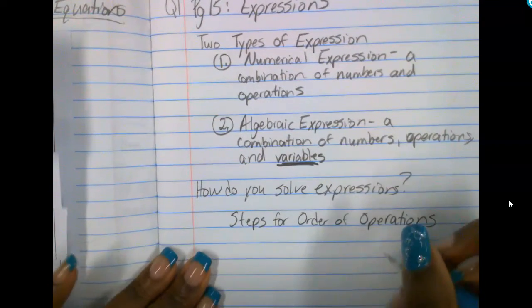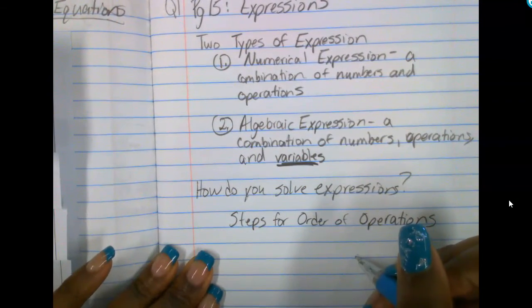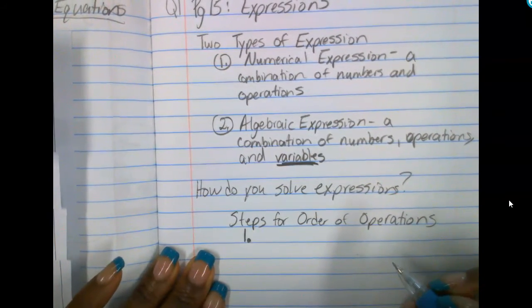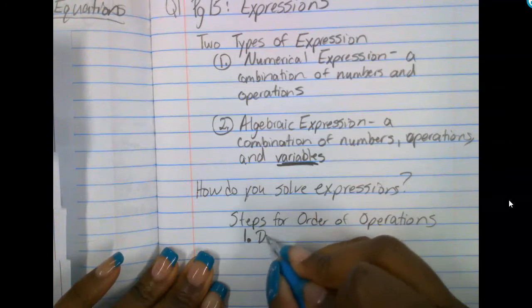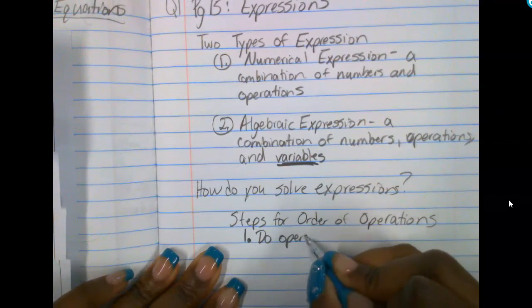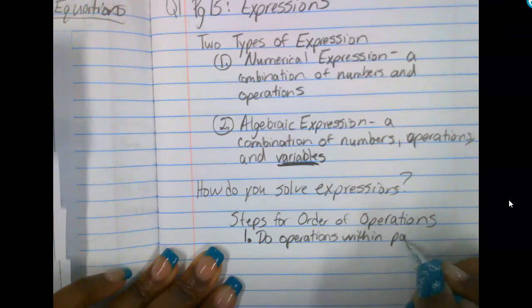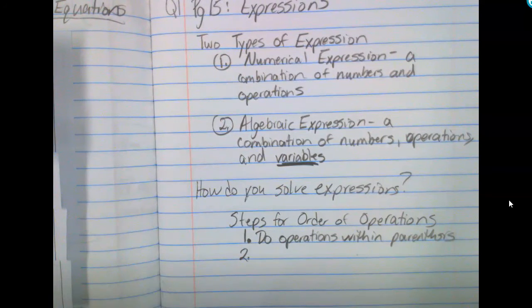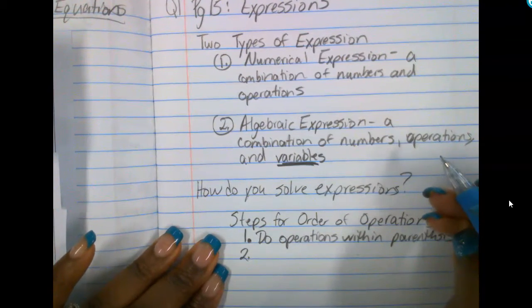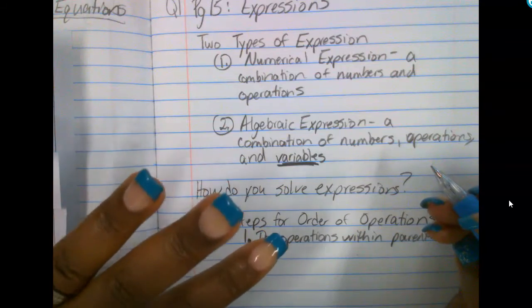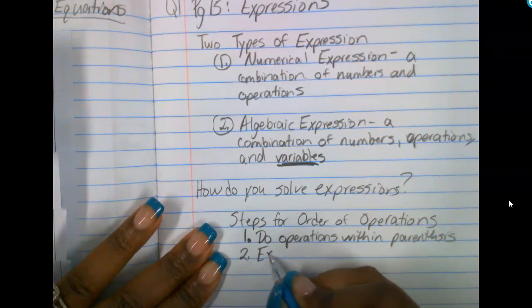Please don't say PEMDAS, because remember, that's another acronym to help you remember the steps. With PEMDAS, they said parentheses. So the first step is do all operations within parentheses. After you do all the operations within the parentheses, what do you think your second step is going to be? You're going to evaluate your exponents.